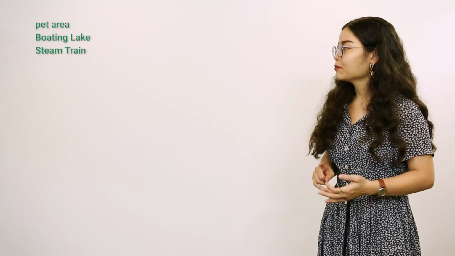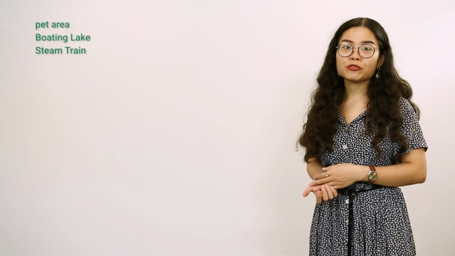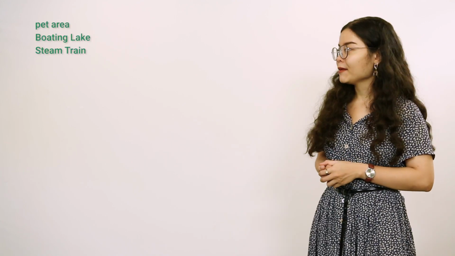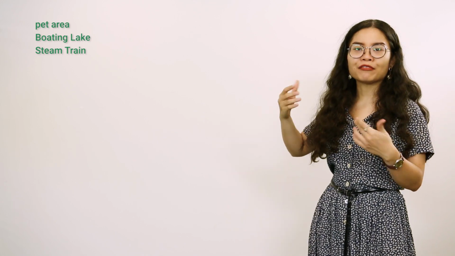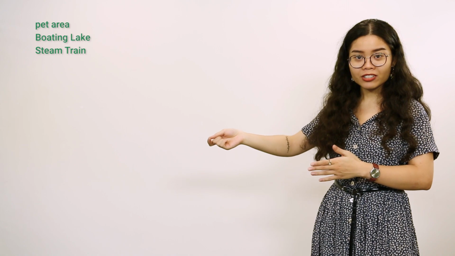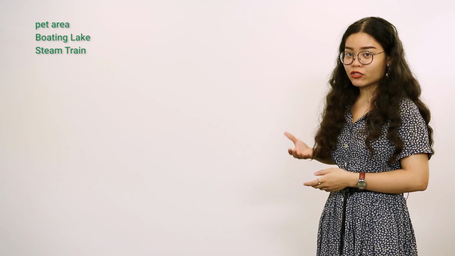All right, so pay attention to this. They mentioned 3 different attractions: pet area, boating lake, and steam train. But which one is correct? First, they mentioned the pet area. If you listen only halfway, you're going to write down this one first. But we have a distractor.